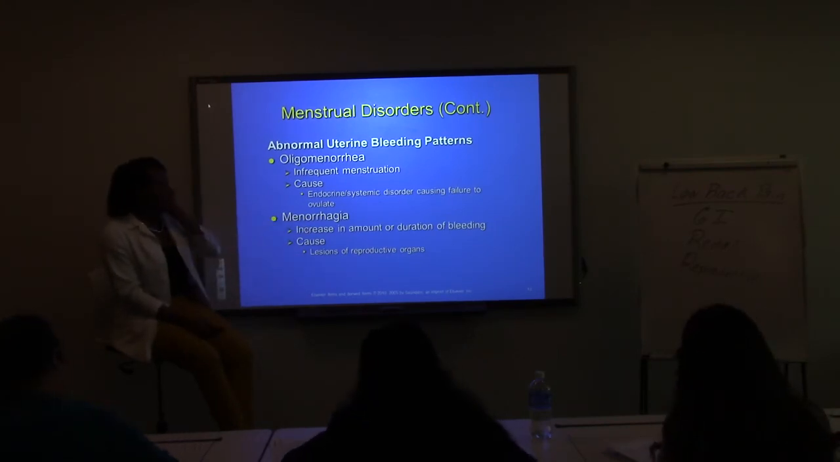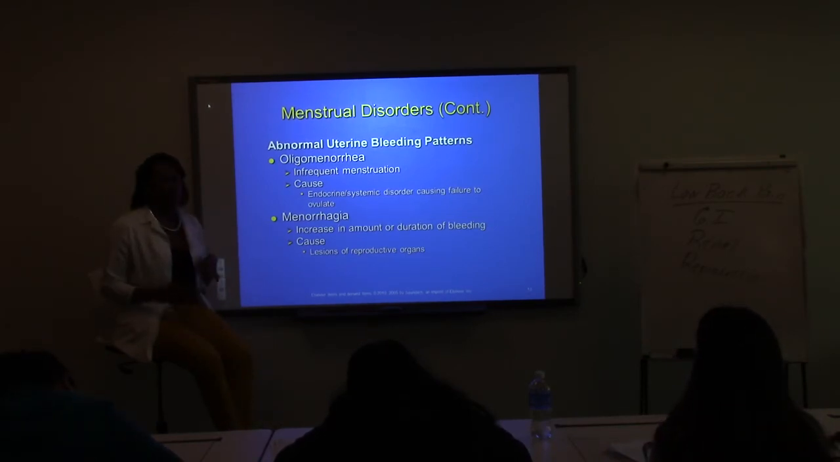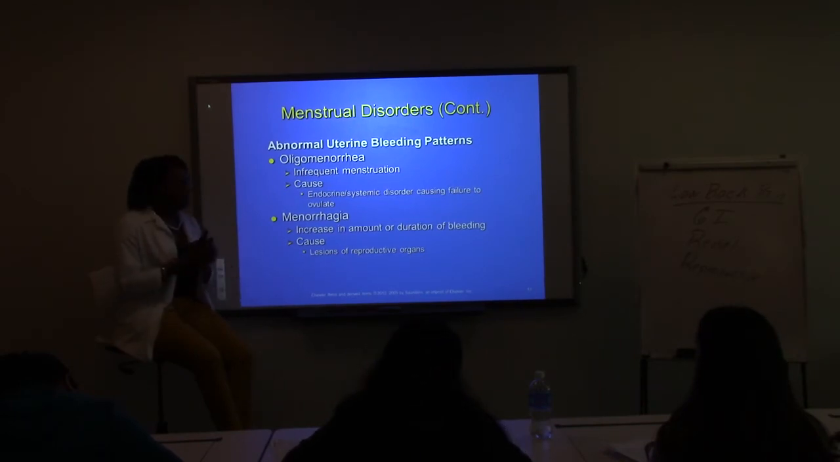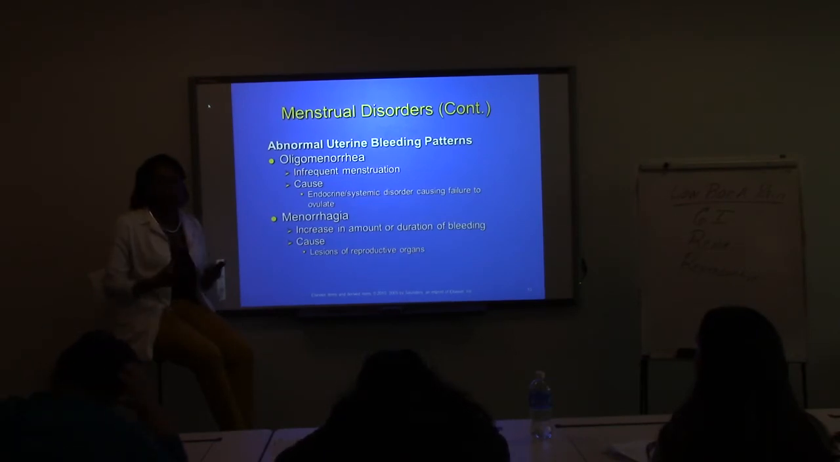Menorrhagia. This is an increase in the amount and duration of blood. So this is excess bleeding. This is a situation that is common with reproductive disorders like endometriosis and fibroids, where there's excess tissue. They can also have excess bleeding.